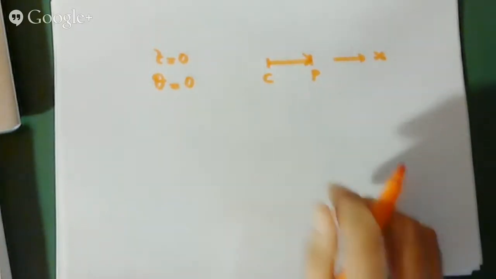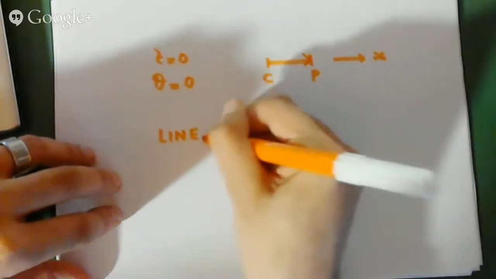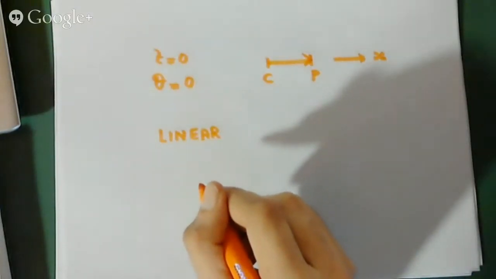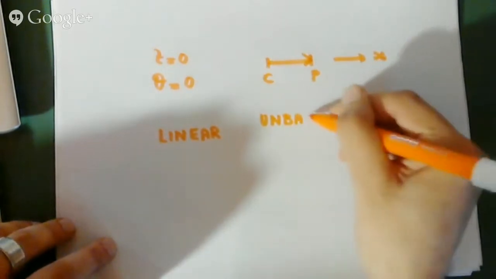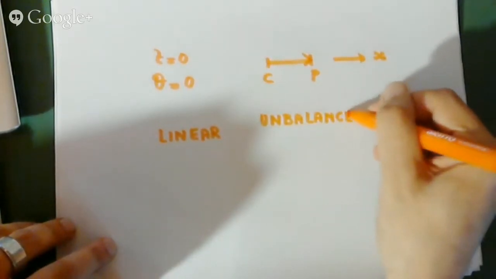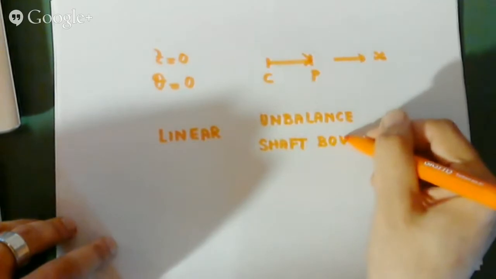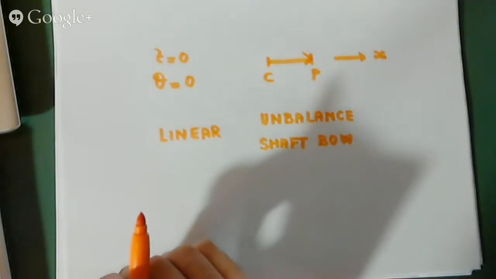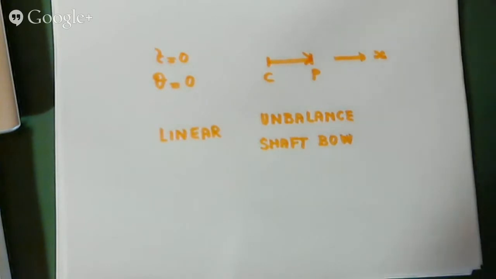As usual, as the system is linear, and this is a very important statement, the effects of imbalance and shaft bow can be studied separately and then superimposed. So the results can be added to each other.